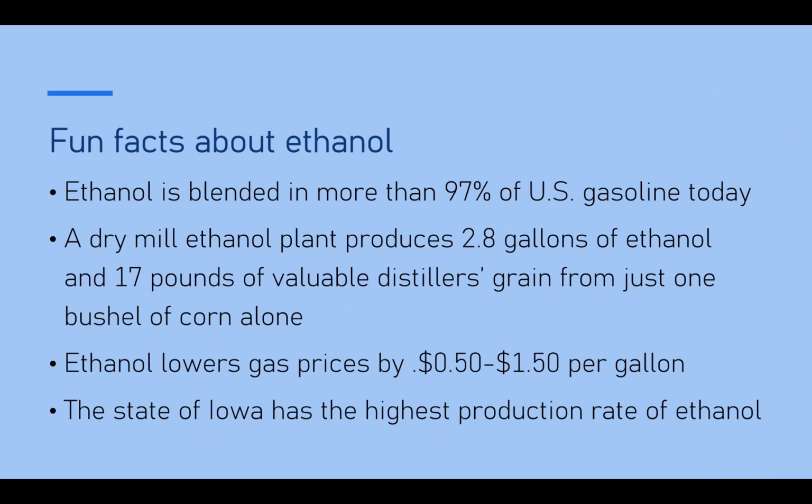Now, here are some fun facts about ethanol. First, ethanol is blended into 97% of the United States gasoline today. And with 1 bushel of corn alone, a plant produces 2.8 gallons of ethanol and 17 pounds of valuable distiller's grain. And with ethanol, it lowers our gas prices by 50 cents to $1.50 per gallon. And the state of Iowa has the highest production rate of ethanol out of all 50 states.